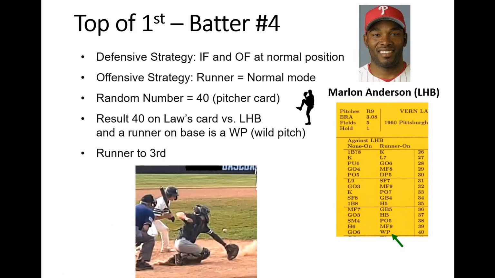So here we have batter number 4. We're going to keep the defensive and offensive strategy the same at normal position, normal mode. And there's a random number of 40. Well, since it's 40, it's read off of Vernon Law's pitcher card. And result number 40 with a runner on is a wild pitch. So there is a wild pitch, and the runner goes to third base.